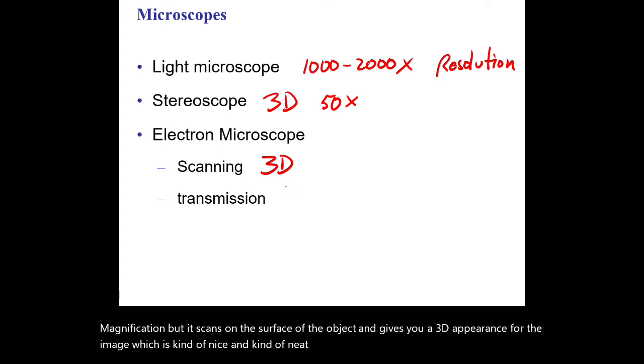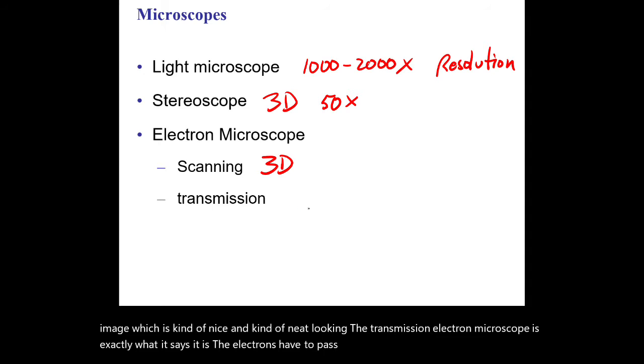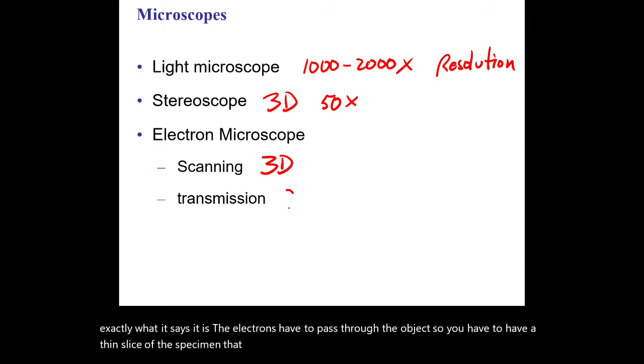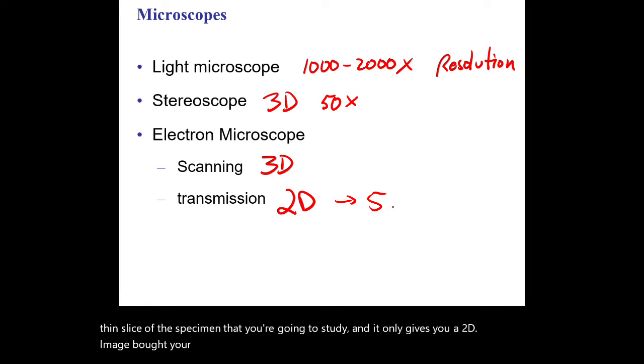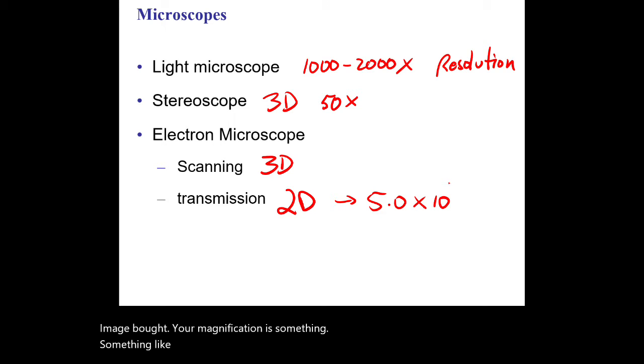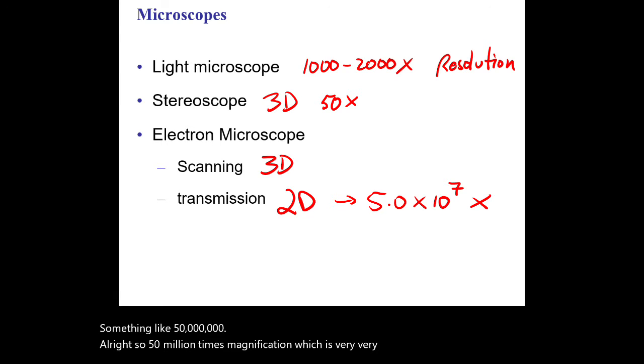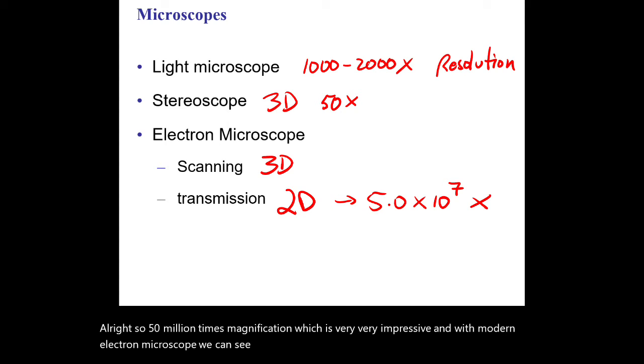The transmission electron microscope is exactly what it says it is. The electrons have to pass through the object, so you have to have a thin slice of the specimen that you're going to study, and it only gives you a 2D image, but your magnification is something like 50 million. All right, so 50 million times magnification, which is very, very impressive. And with modern electron microscopes, we can see large molecules, actually. We can visualize the molecule, which is incredible.